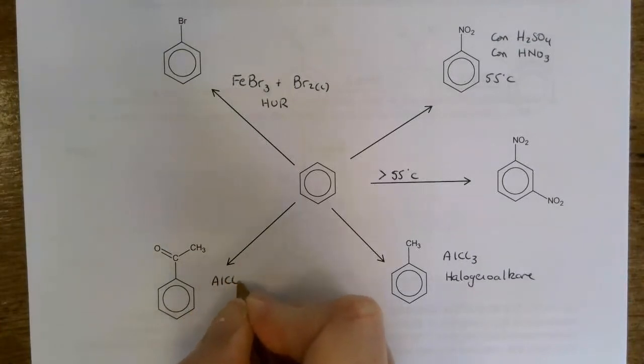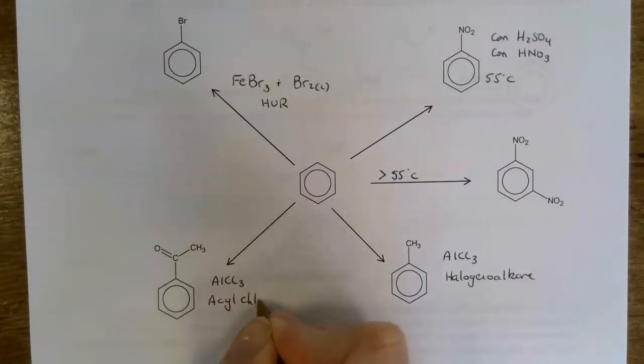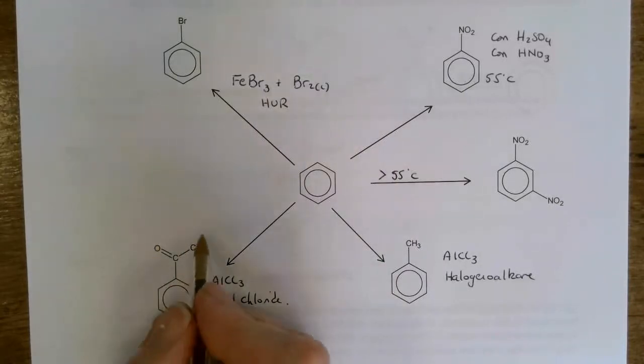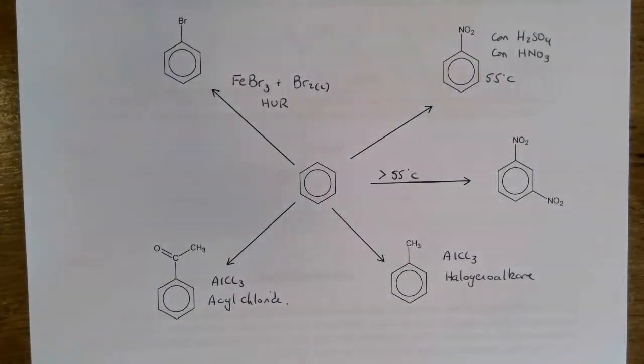Acylation, very similar. We'll use the same catalyst, AlCl3, and we're going to use an acyl chloride. And this will always make this ketone functional group. So it's a way of getting a ketone functional group onto a benzene ring.